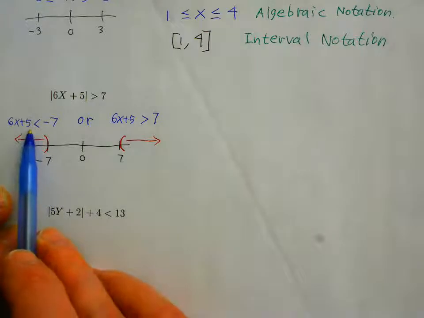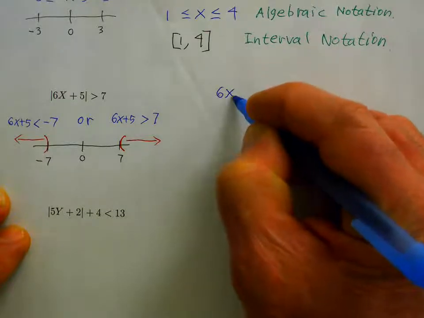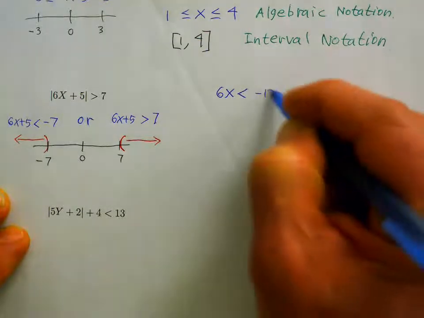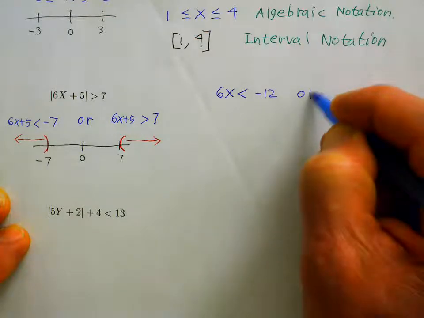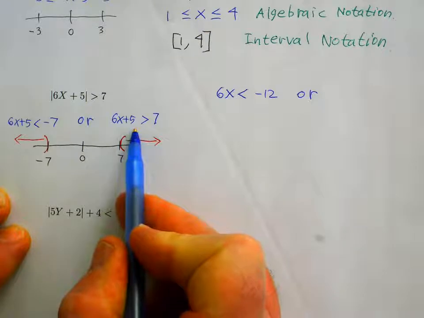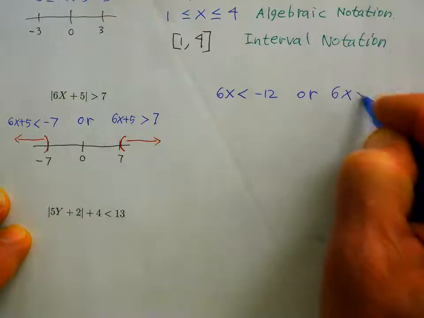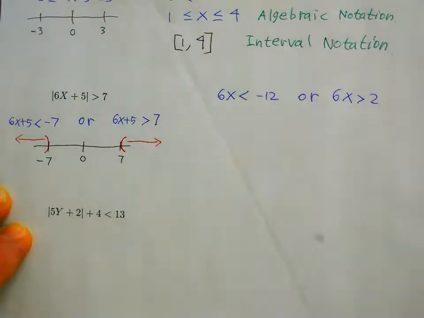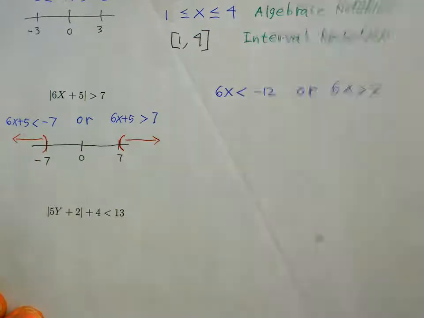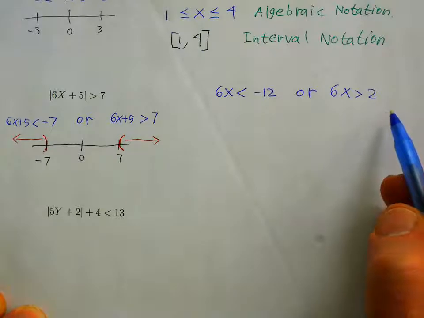So the first step is to subtract 5 from both sides. On the left, when we subtract 5, we'll get 6x is less than negative 12. Then write the word or, and then on the right-hand side, we'll also solve for x. When we subtract 5 from this one, we get 6x is greater than 2. And then in the next step, we will have the complete algebraic notation.